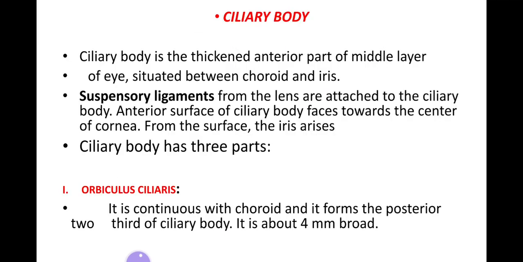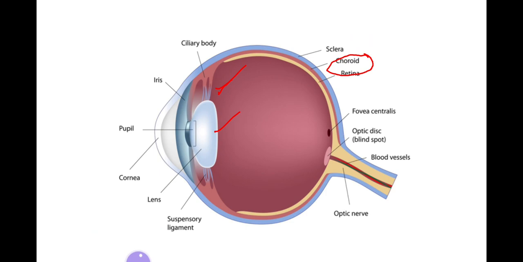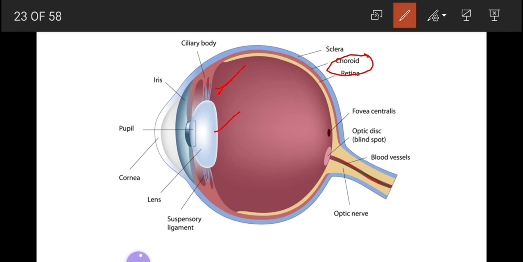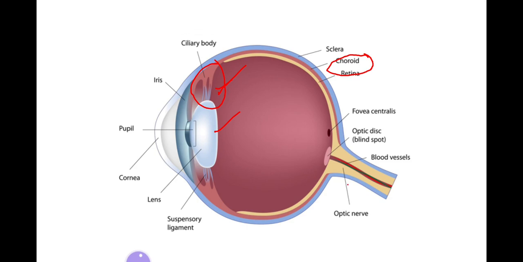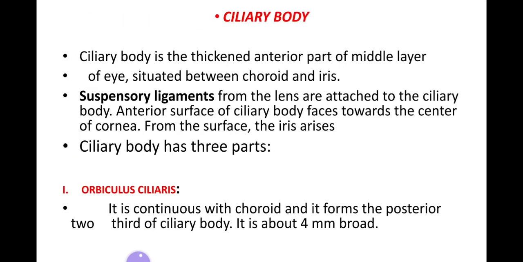Ciliary body. It is the thickened anterior part of the middle layer of the eye situated between the choroid and the retina. Here is shown the ciliary body. It is situated between the choroid and the iris. Since suspensory ligaments from the lens are attached to the ciliary body, the anterior surface of the ciliary body faces towards the center of the cornea. From this surface, the iris arises.